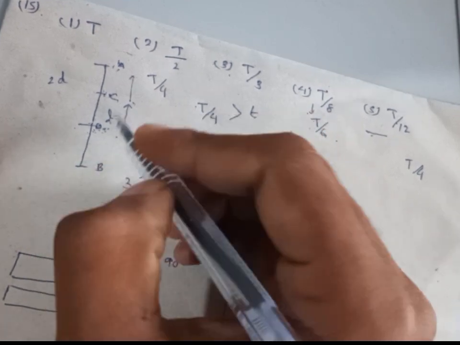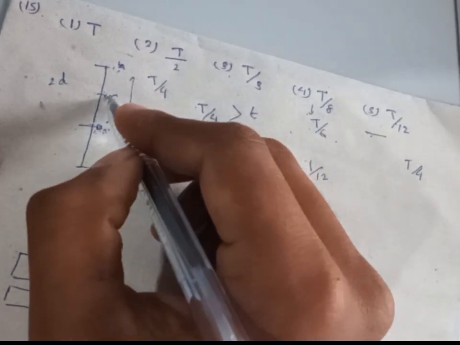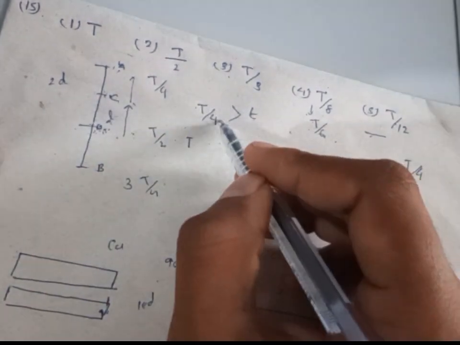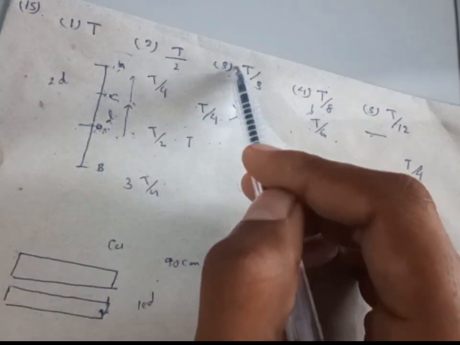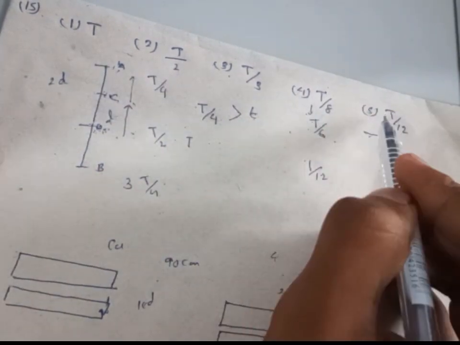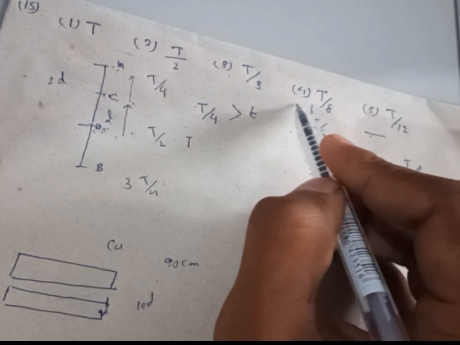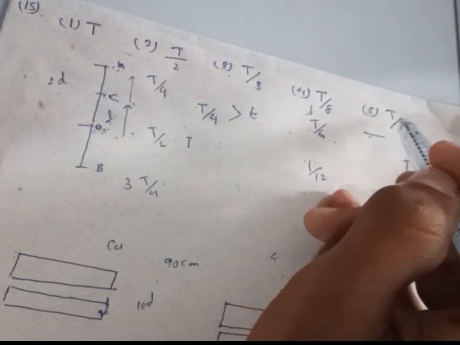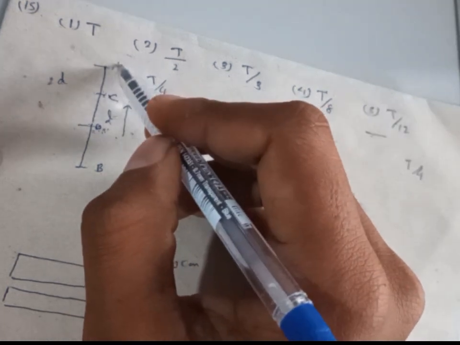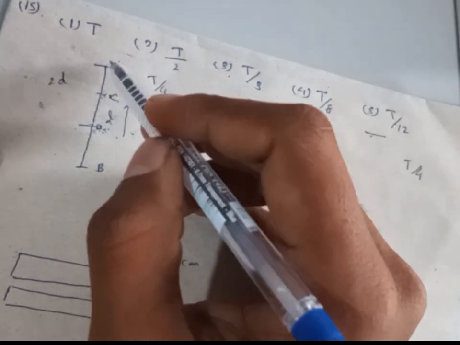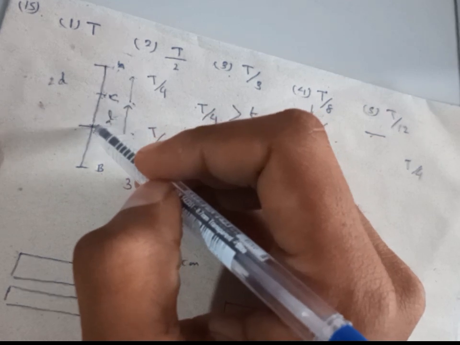So you should understand to travel from O to C, it has to take a time less than T by 4. So we can eliminate the first three answers, and it has to be answer number 4 and answer number 5. Now let's say the distance between O to A is 2D and C is the midpoint of O and A. So this has to be D.